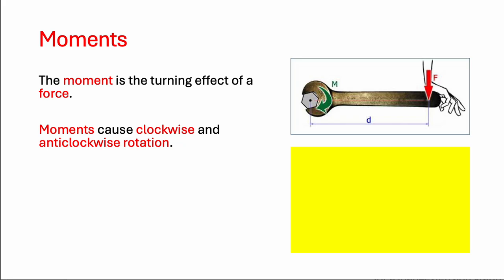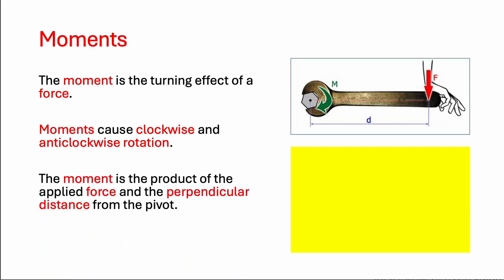Now, when we want to calculate a moment, it's quite simple. We take the product of two numbers. And in this case, we take the product of the force itself and then that distance. And what we're going to do is we're going to call that distance the perpendicular distance from the pivot. Now, in this case, you can see it very clearly on the screen. That's just D. Don't worry about this term perpendicular. I'll discuss that in a little bit more detail at the end of the video. Just be happy right now. We're thinking about the length, in this case, of the wrench.